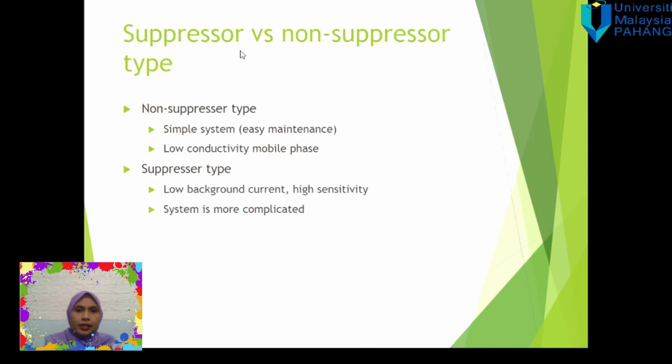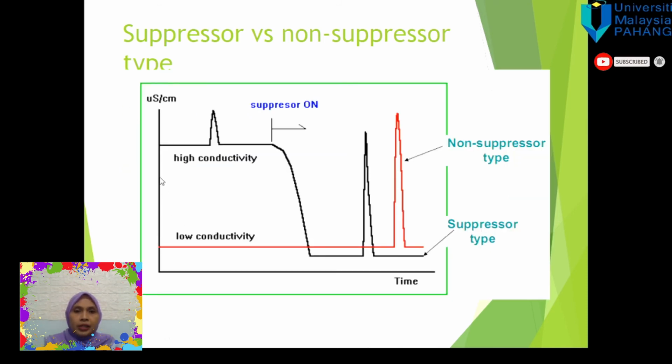So what is the difference between suppressor and non-suppressor type? The non-suppressor type is a simple system, with easy maintenance and low conductivity mobile phase. For the suppressor type, there is low background current and high sensitivity, but the system is more complicated. This is the chromatogram: when they have a suppressor, they will increase the conductivity at the initial start of a run, because they want to suppress the signal of the mobile phase. And now this is the peak, and this is if we use the non-suppressor type.